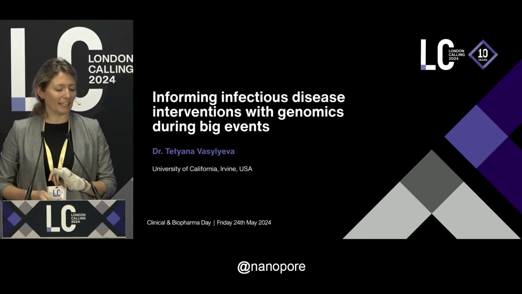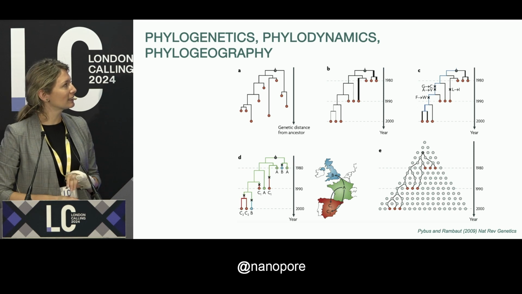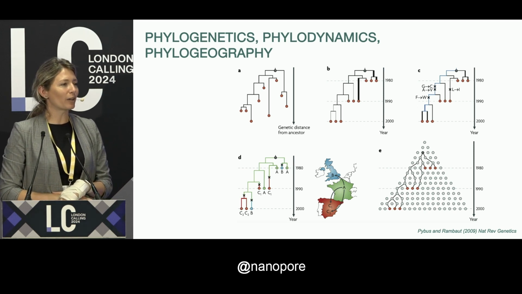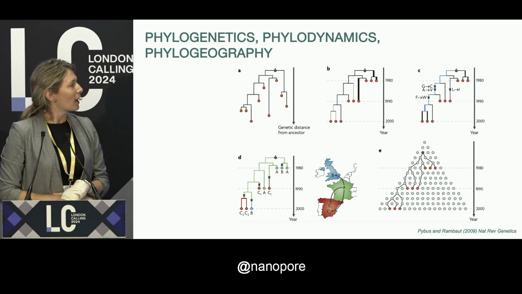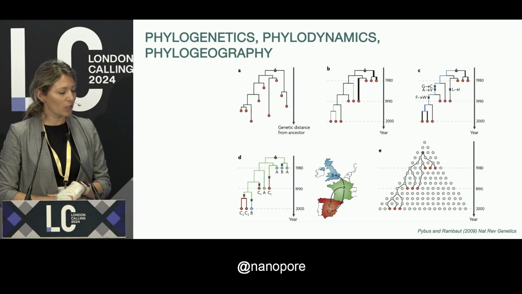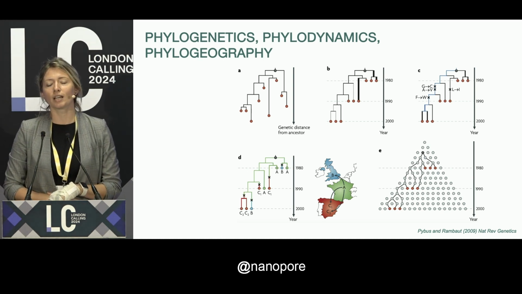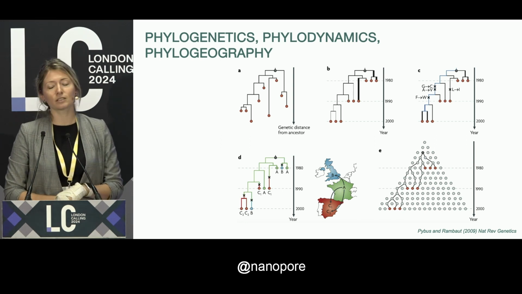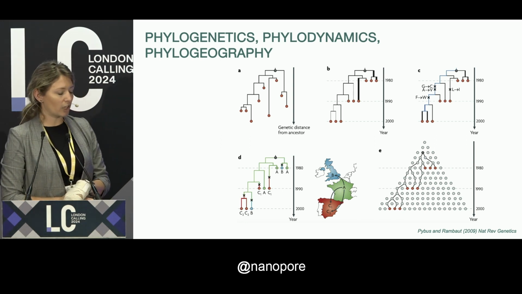I'll jump straight in. So, today I'm going to talk about HIV epidemiology, and I wanted to start with introducing you to some of the methods that I normally use in my analysis. Basically, we obtain sequences and then we use phylogenetics to reconstruct pretty trees that represent how the sequences relate to each other, as in figure A.